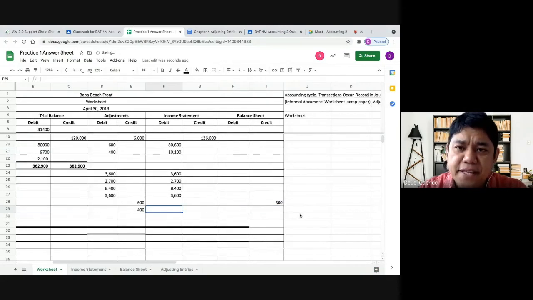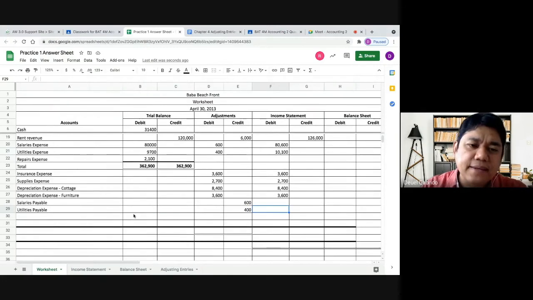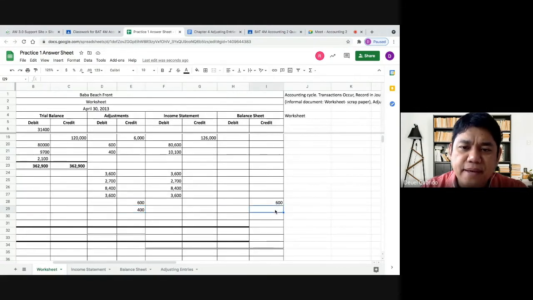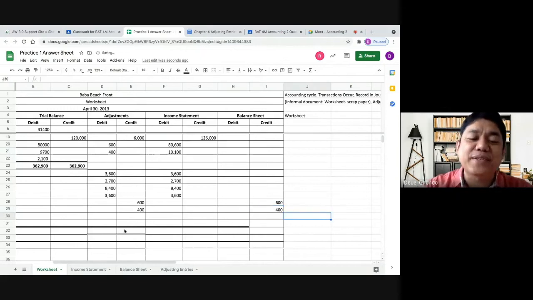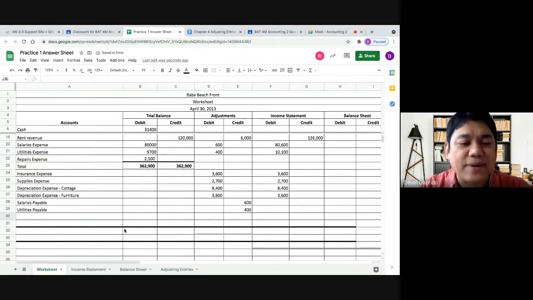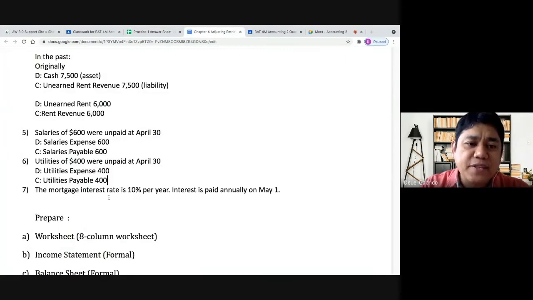And, of course, income statement, balance sheet. Where shall we extend that one? Utilities payable. Will we put it in the income statement or balance sheet? And the answer is balance sheet. Because that's a liability. Okay. All right. Last adjustment. The mortgage interest rate is 10% per year. Interest is paid annually on May 1st.